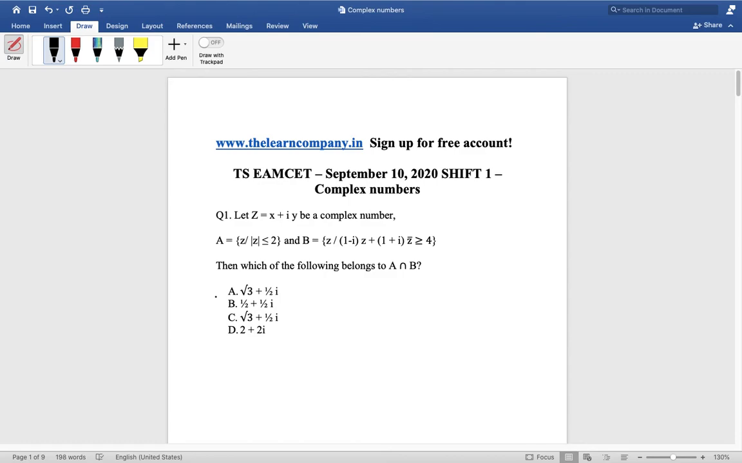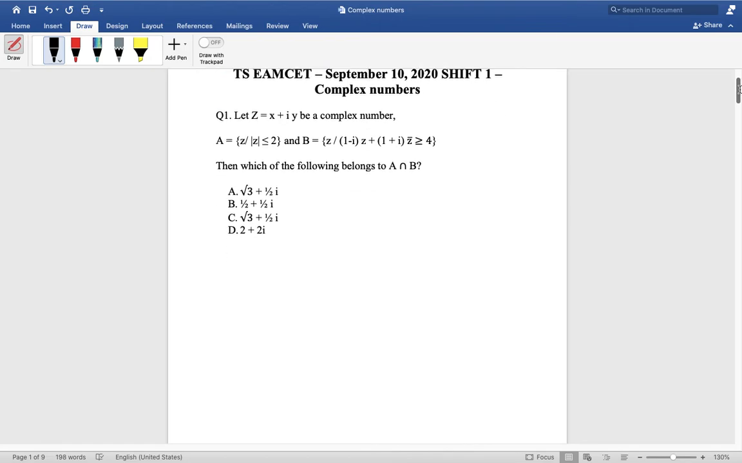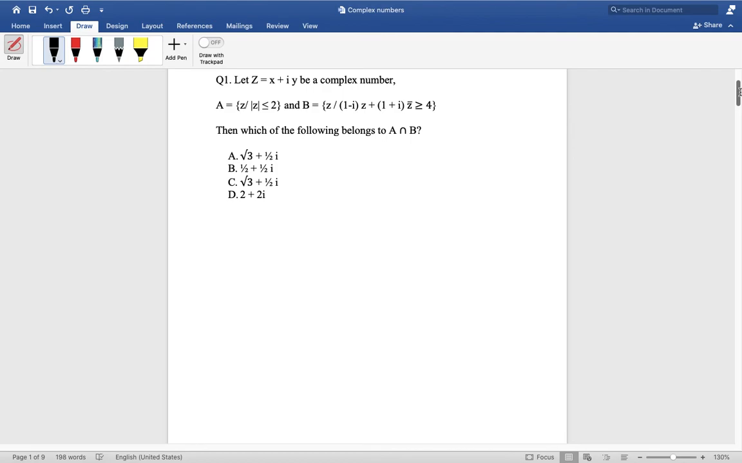So let us have a look at the first problem, in which we are given: let z equals x plus iota y be a complex number such that A is the set of z for which mod of z is less than or equal to 2, and B is the set of z such that (1 minus iota) z plus (1 plus iota) z bar is greater than or equal to 4. Then we are asked which of the following belongs to A intersection B.